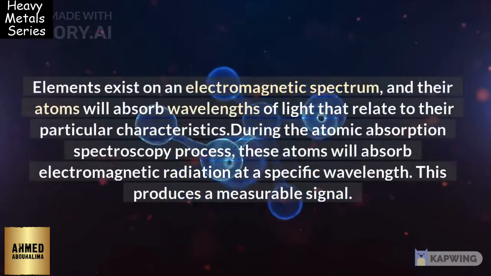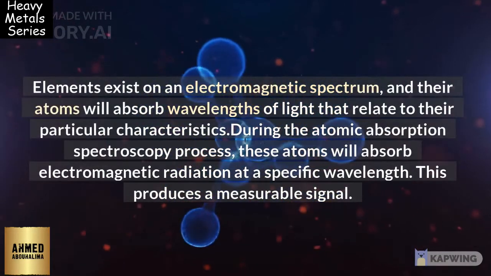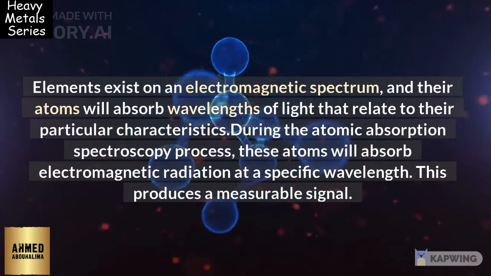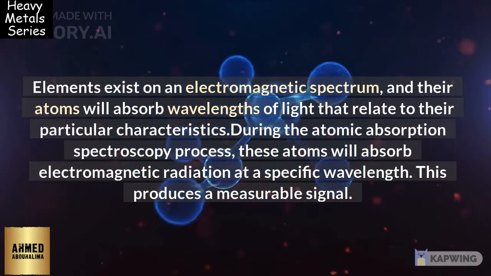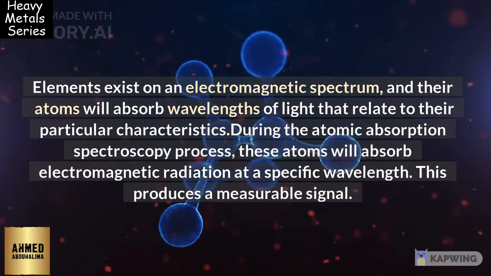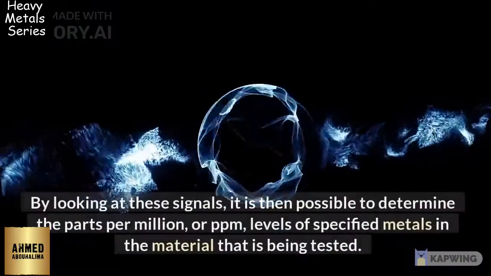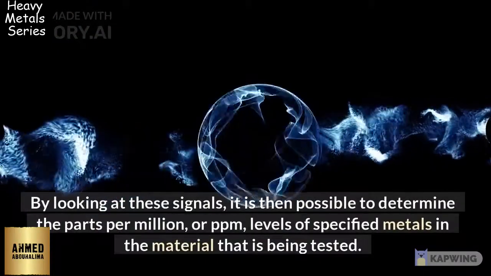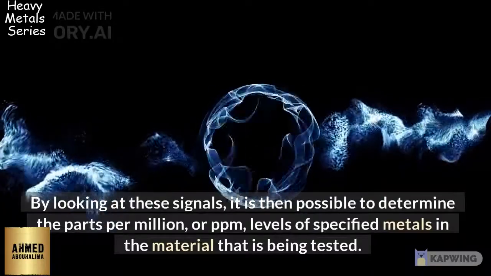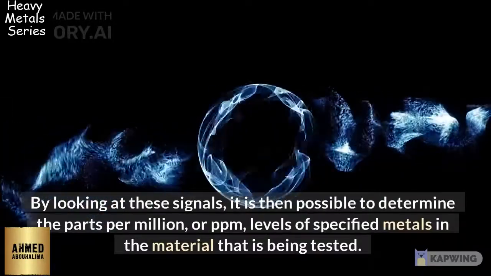Elements exist on an electromagnetic spectrum, and their atoms will absorb wavelengths of light that relate to their particular characteristics. During the atomic absorption spectroscopy process, these atoms will absorb electromagnetic radiation at a specific wavelength. By looking at these signals, it is then possible to determine the parts per million, or ppm, levels of specified metals in the material that is being tested.